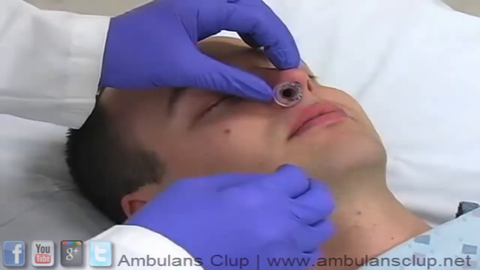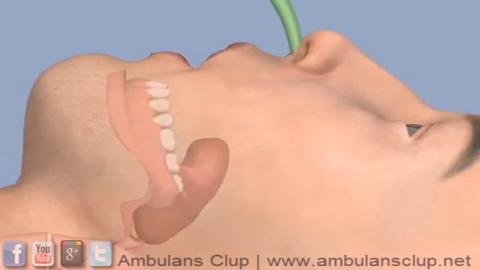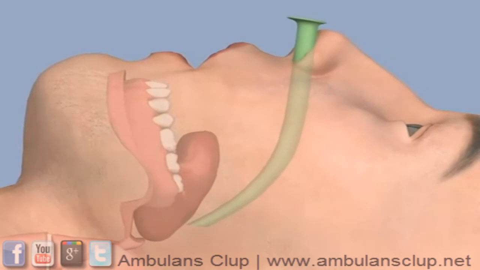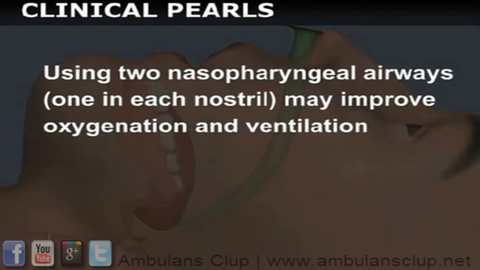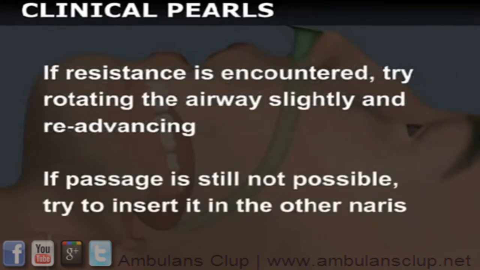of the nares. The nasopharyngeal airway, just like its oropharyngeal counterpart, prevents the tongue from falling backwards and thus maintains an open airway. Using 2 nasopharyngeal airways, one in each nostril, may improve oxygenation and ventilation. If resistance is encountered, try rotating the airway slightly and re-advancing. If passage is still not possible, try to insert it in the other nares.